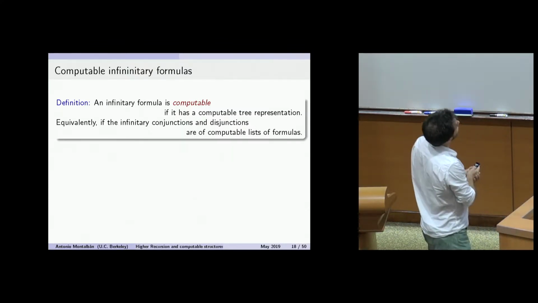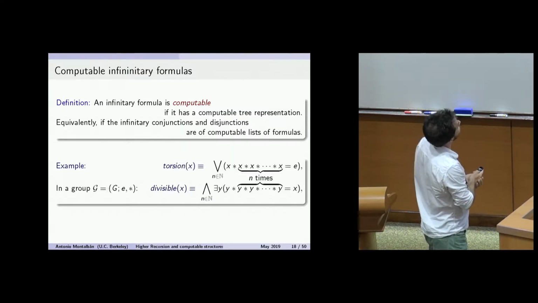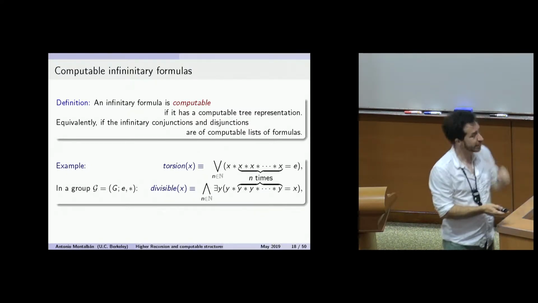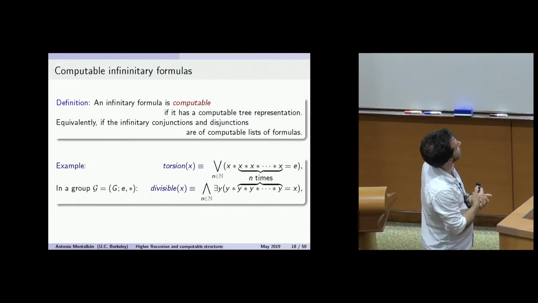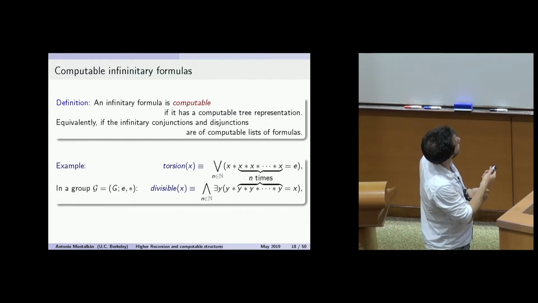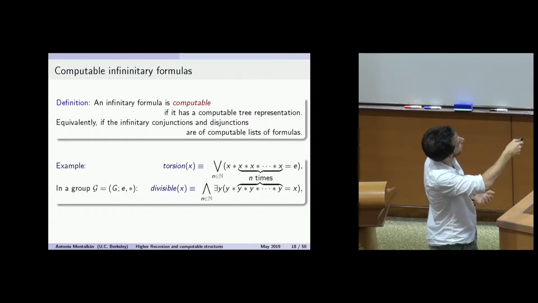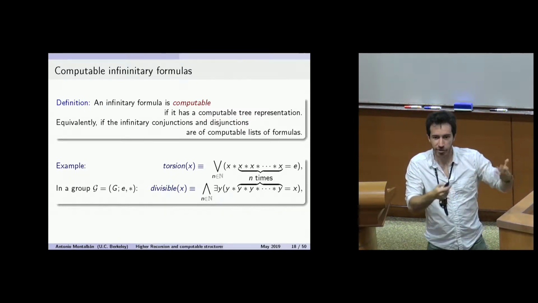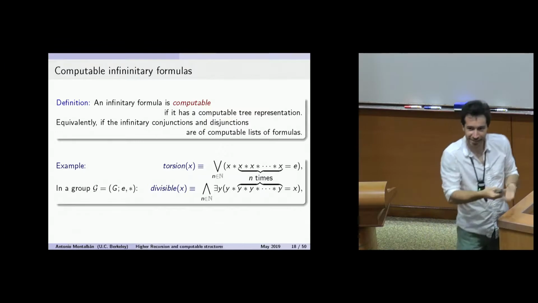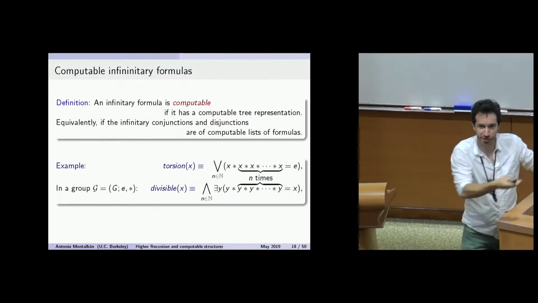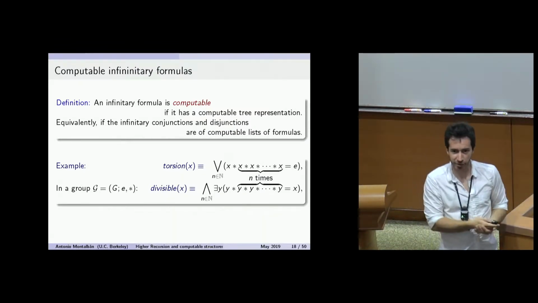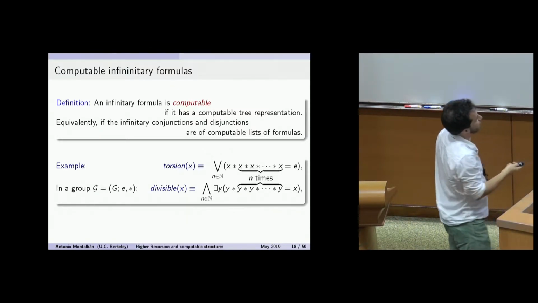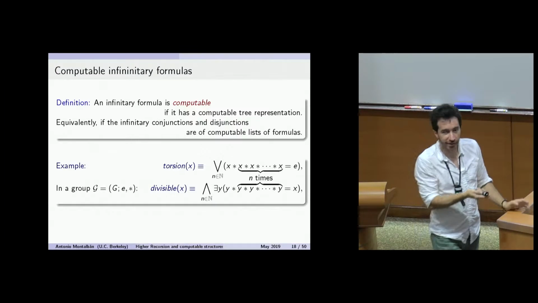Okay, so these are computable infinitary formulas. Example, the same two. So Julia Knight likes to say that the computable infinitary formulas are the ones that when you write them, you know what they mean, because you have a computable way of figuring out what the formula is, essentially. Okay, so pretty much every formula you can write is going to be computable.